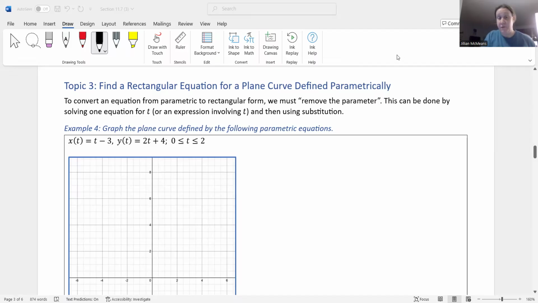For topic 3, we're going to find a rectangular equation for a plane curve defined parametrically. So basically, we're going to have these parametric equations, and we're going to convert them back to their original, like OG, rectangular form equation.